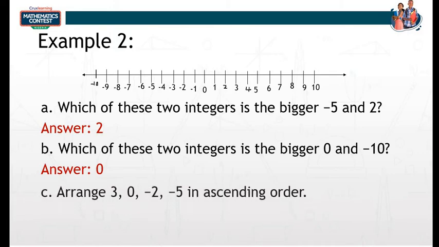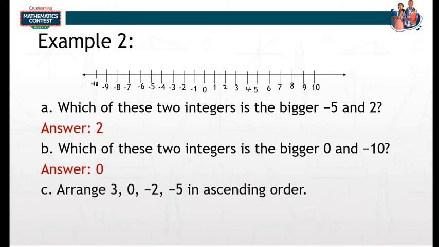Alright, we'll go further. We are asked to arrange 3, 0, minus 2, minus 5 in ascending order. Ascending order means we start with the least and finish with the highest of these numbers. Let's go back to the number line and see their positions. For these numbers, we have minus 5, followed by minus 2. Next is 0. Next is 3.